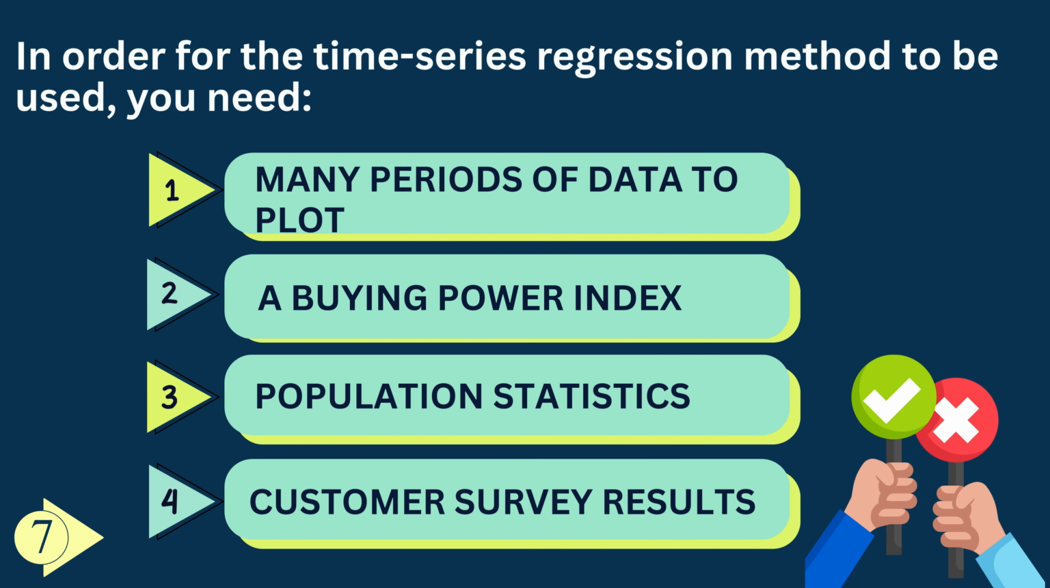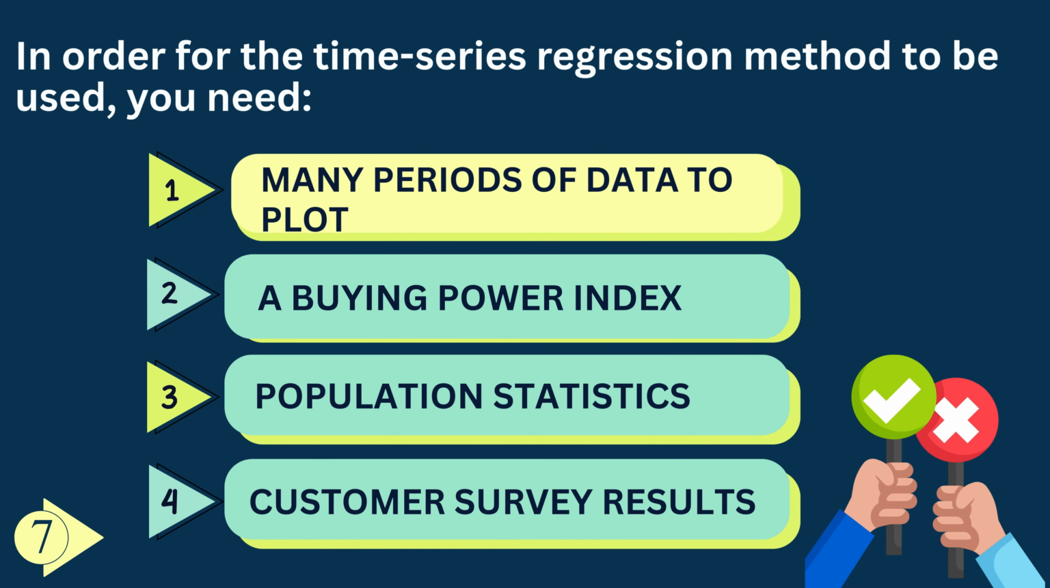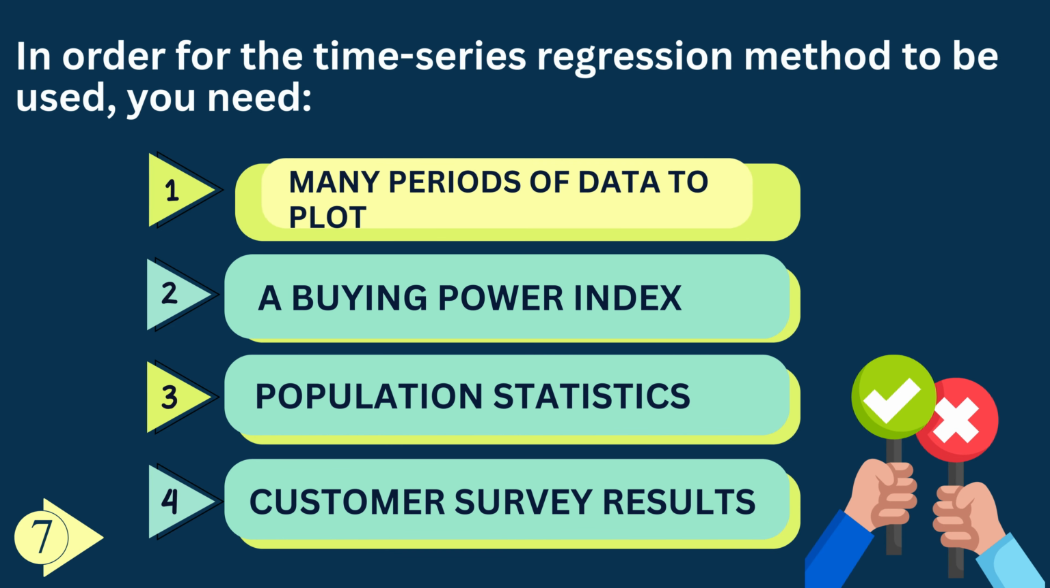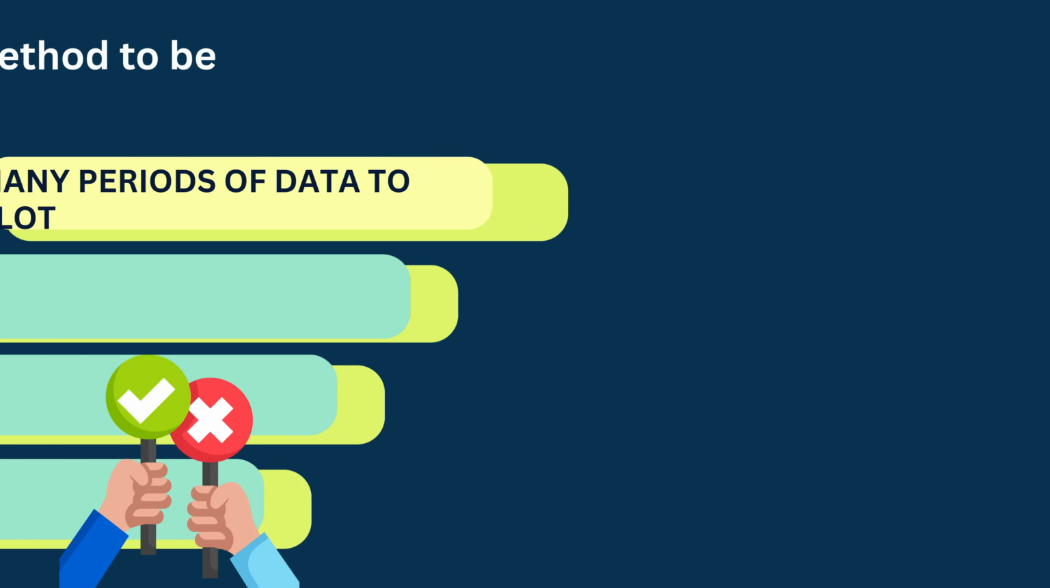In order for the time series regression method to be used, you need: option 1, many periods of data to plot; option 2, a buying power index; option 3, pollution statistics; and option 4, customer survey results. And the correct answer is option 1, many periods of data to plot.